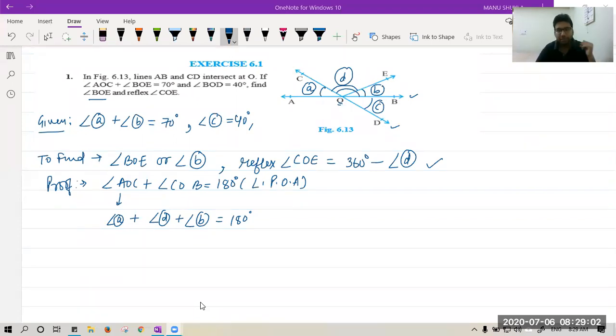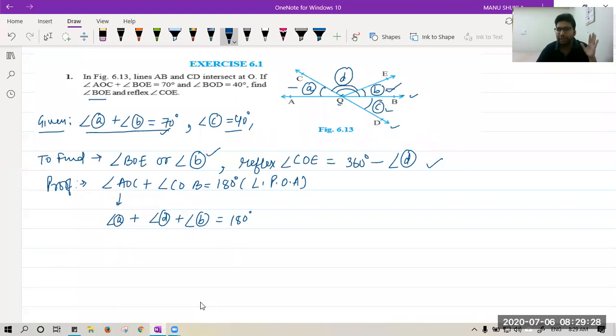Okay. Please see one more time. Given to me is A plus B equal to 70 degree. This angle plus this angle equal to 70 degree. Angle C, that is this angle, is 40 degree. We have to find angle BOE. We have to find value of angle B and reflex of COE.